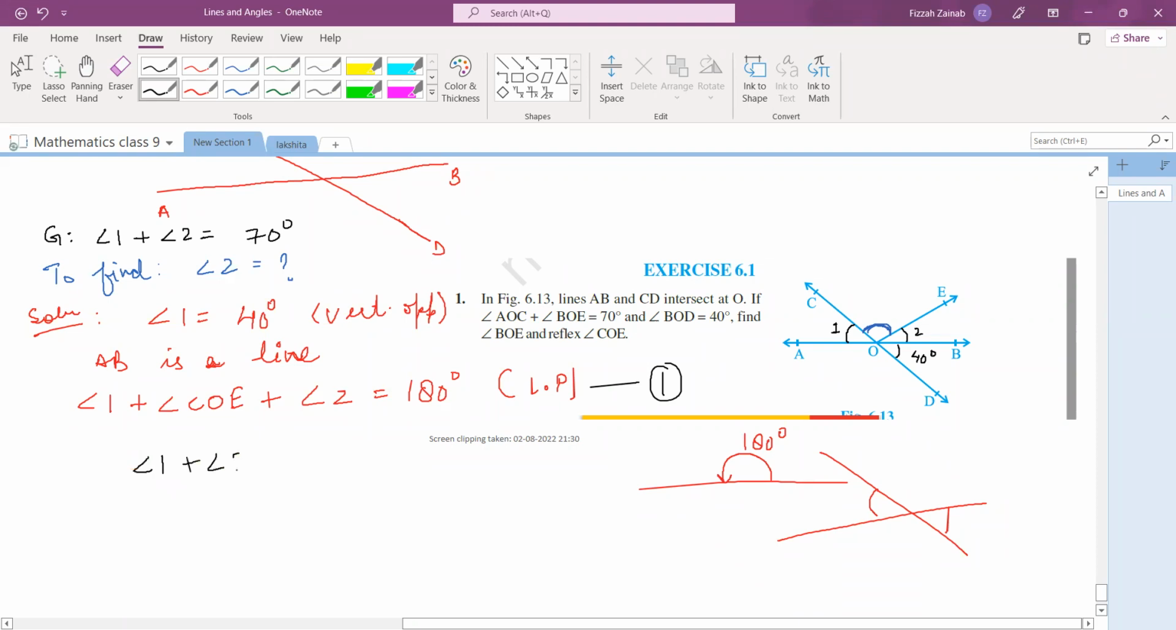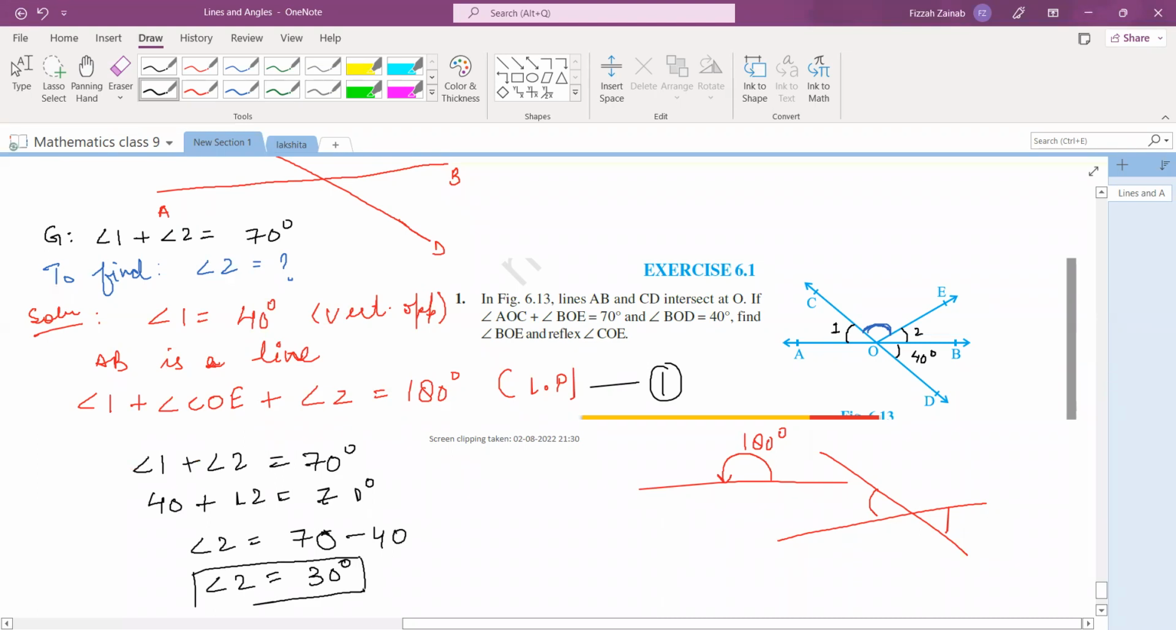Angle 1 plus angle 2 is 70 degree, which is given, right? So angle 1 I know is 40, plus angle 2 is 70 degree. So angle 2 becomes 70 minus 40, so angle 2 becomes 30 degree. So one thing I found in the question: angle 2 is 30 degree. Now you put angle 1 and angle 2 in this equation number 1.